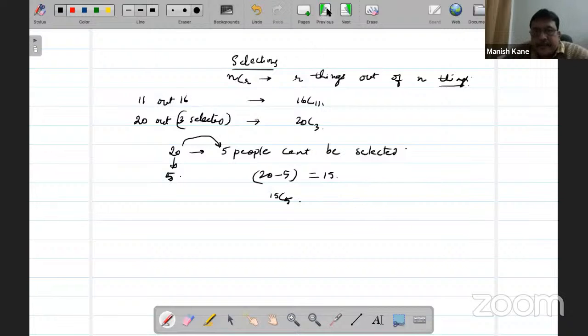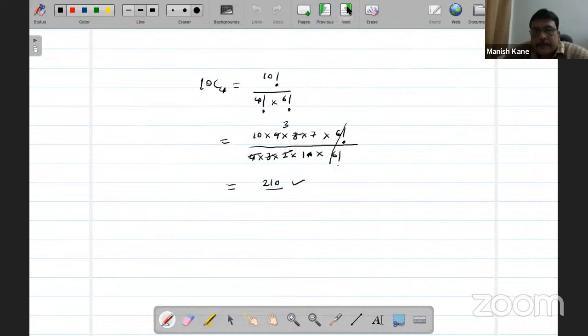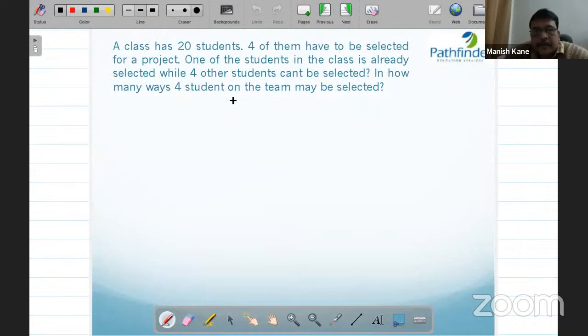I hope this is clear. Let us go to the first set of questions. Try doing this question. I'll give you 1 minute. I don't want you to calculate the answer. I just want you to give me an answer in the form of NCR. That's all. Don't calculate. Once you get an answer, just put it in the chat box. You got 1 minute.